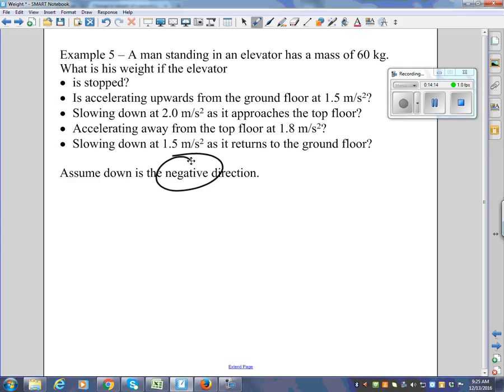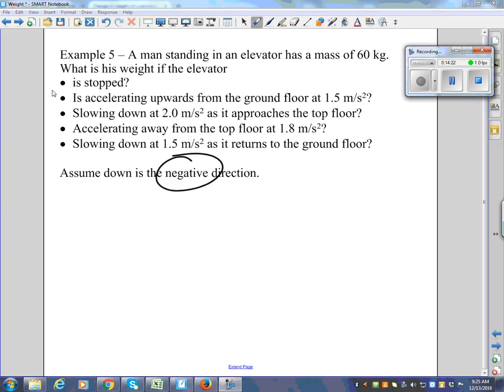Old Paul wants to know what he weighs. Okay, I'm going to start. So a man standing in an elevator has a mass of 60 kilograms. What is his weight if the elevator is stopped? So this is the easy one, right? What is his weight? Weight force. Fw is equal to mg.